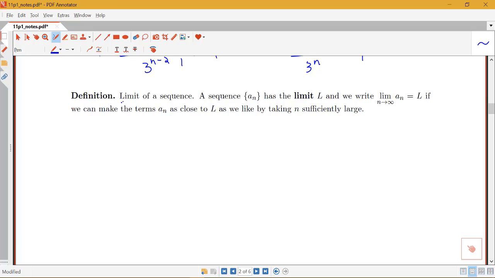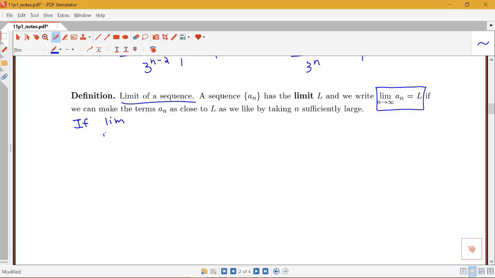So when we're talking about the limit of a sequence, we mean that a sequence, an, has limit L, and we'll use this notation, the limit as n goes to infinity of an is L, if we can make the terms of an as close to L as we like by taking n sufficiently large. So that means that thinking about your list of terms, far out in the list, for a large value of n, you'll be getting closer and closer to a particular value L.